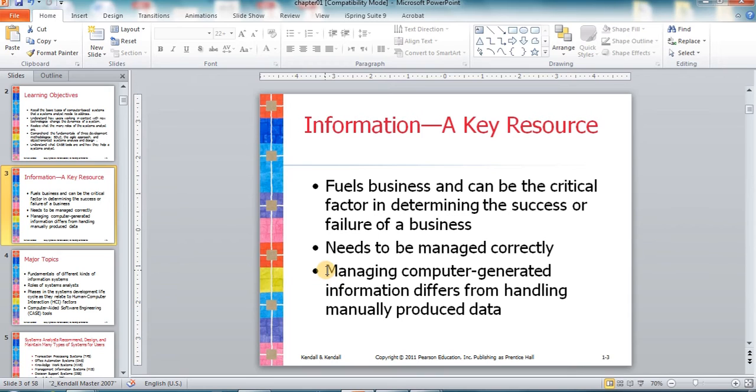Here there is a very important note that says, managing computer generated information totally differs from handling manually produced data. Which means that the way you manage or control information that is produced by computer systems differs very much from the way you manage or control information that is produced manually by employees, workers, or customers. So both types of information exist, but the way that you make use of them and manage them is very different between one type and another.